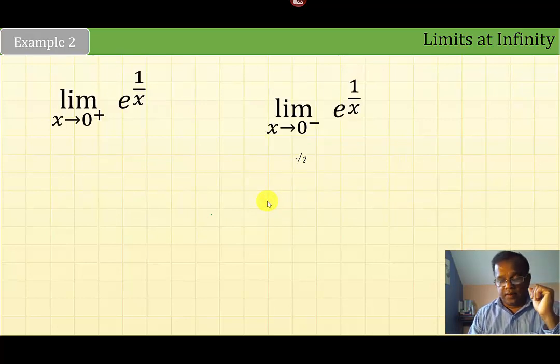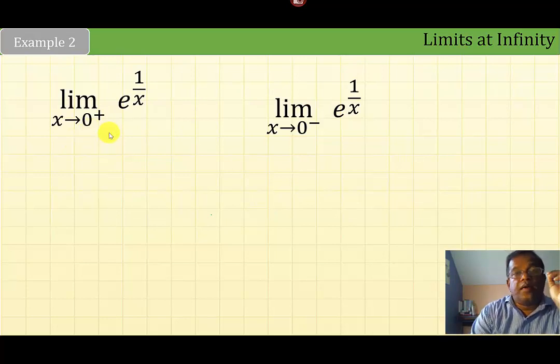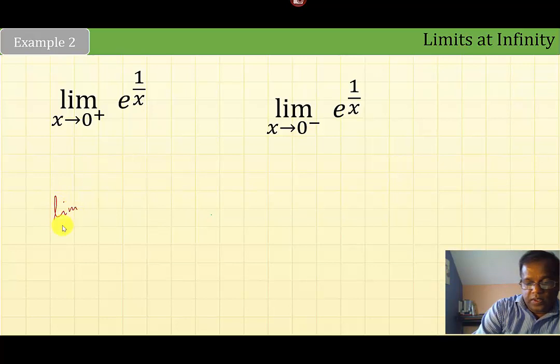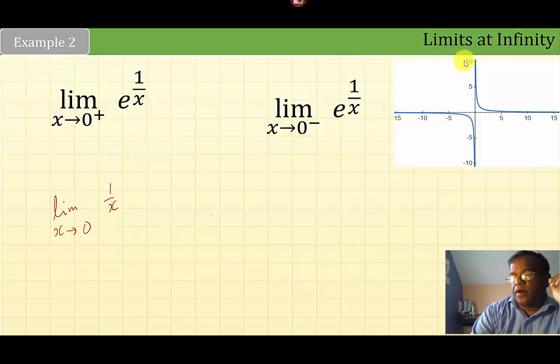Now let's look at this problem. As x approaches 0 plus, e to the 1 over x. And also we need to find as x approaches 0 minus, e to the 1 over x. Now we know as x approaches 0, 1 over x does not exist. You can see this is the graph of 1 over x. That's the reason for this question. But if x approaches 0 from the right, 1 over x approaches infinity. That means as x approaches 0 plus, the exponent approaches infinity, so e to the infinity gives you infinity.